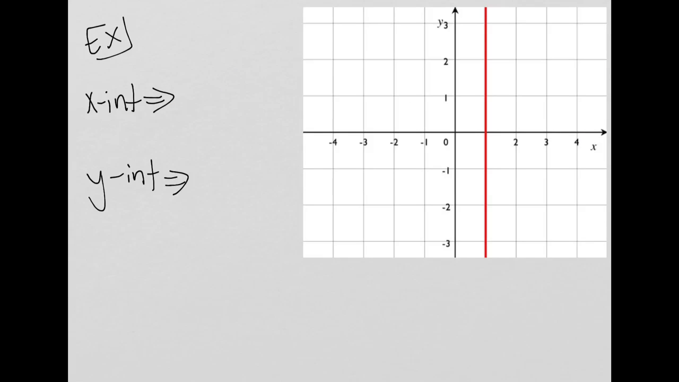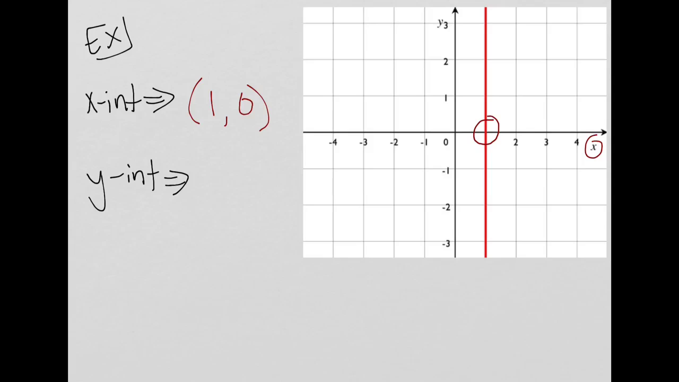Alright, another example. This one's a little tricky, but don't let it confuse you. X-intercept, well, we see where it's crossing the x-axis. There's the x-axis, so I'm crossing here. So there's a point there, and it's (1, 0). But where does it cross the y-axis?